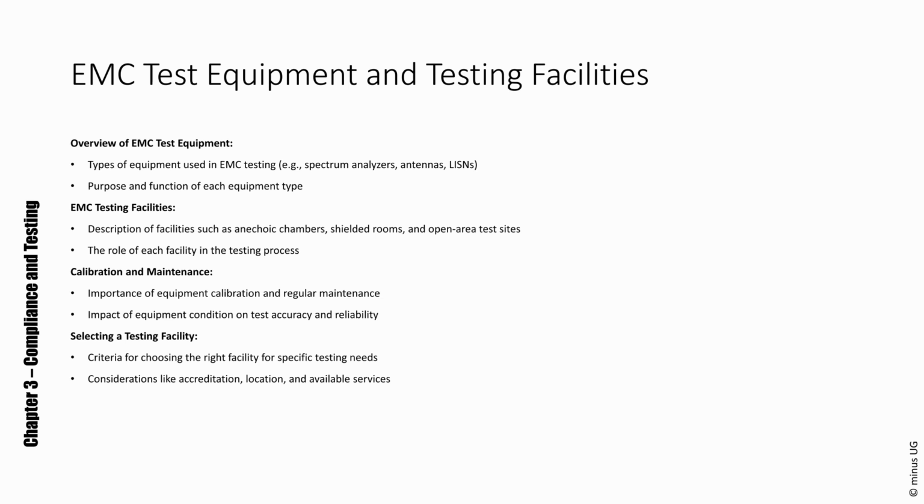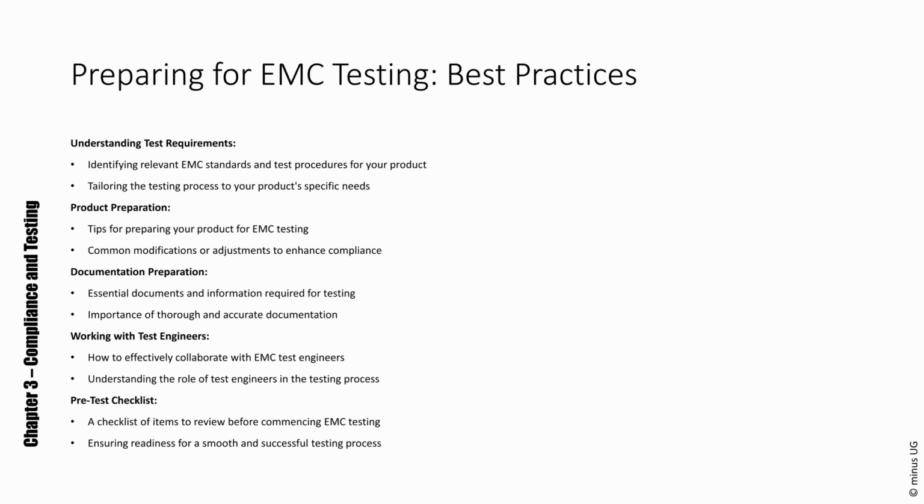Selecting the right facility is crucial for obtaining accurate and reliable EMC testing results, which are essential for compliance and product quality. Preparing for EMC testing. Best practices. Understanding test requirements. Identifying the relevant EMC standards and test procedures for your product is the first critical step in the EMC testing process. This involves understanding the regulatory requirements of the market where the product will be sold and the specific EMC standards applicable to the product category.